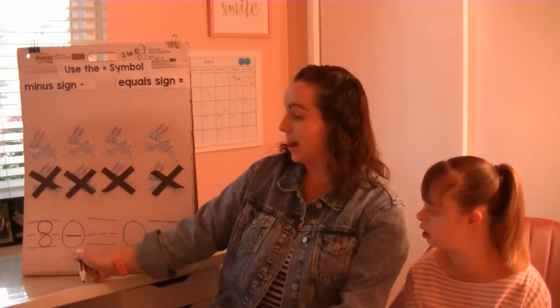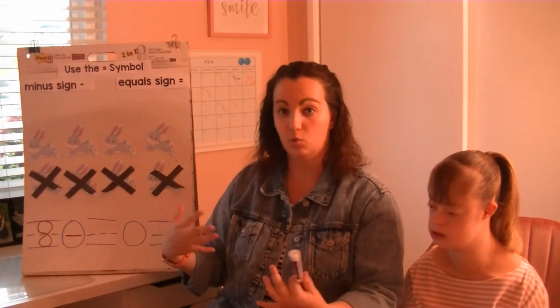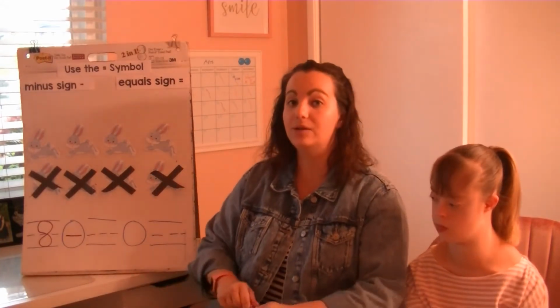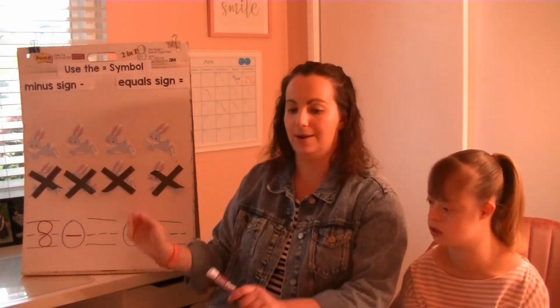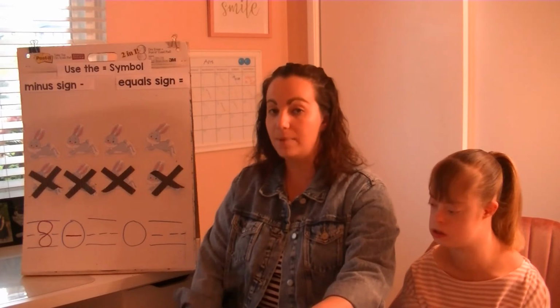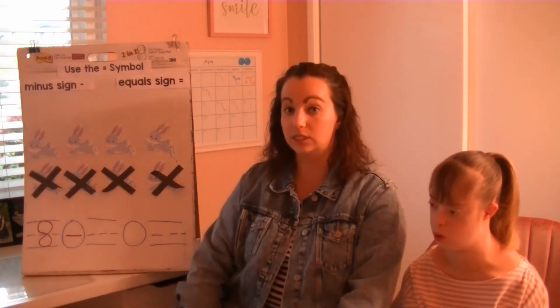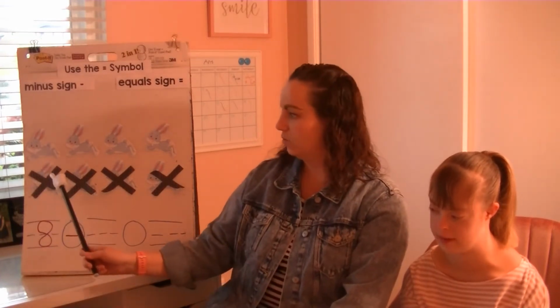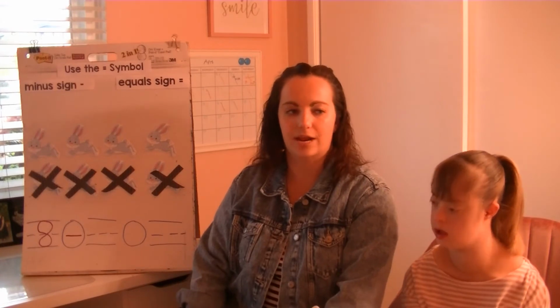8 minus, or take away. Now we need to write how many we are subtracting, or how many we are taking away. How many we minus, okay? So now we count how many bunnies are crossed out or have an X on them, like you'll see in your learning packets, okay? We're going to count just these bunnies that we're going to subtract or take away.